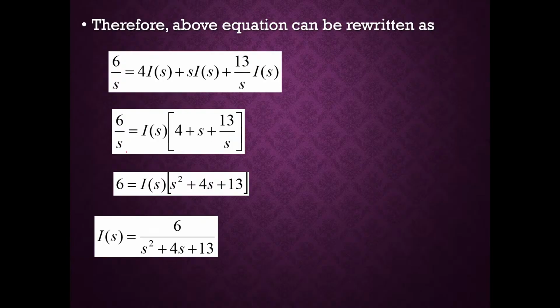I have cancelled this S term in the denominator by simply taking this 1 by S common from this bracket. If I take 1 by S common, that 1 by S and this S will cancel. So what is left over? 6 is equal to I of S into S square plus 4S plus 13. So from this, what is the current equation? I of S is equal to 6 divided by S square plus 4S plus 13. So we have got an expression for the current for the given RLC circuit.